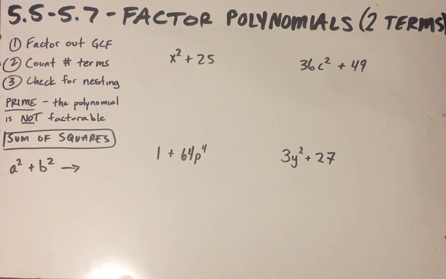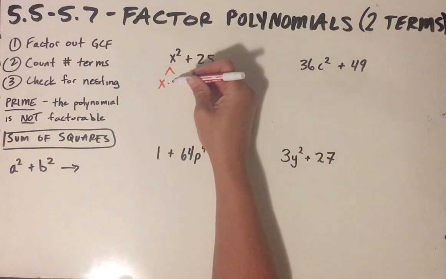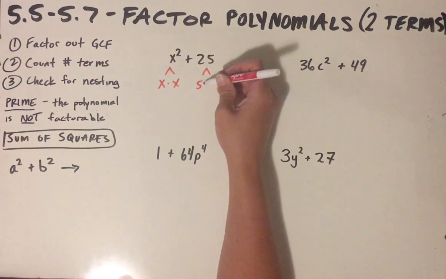These concepts are taught in sections 5.5 to 5.7, and right now we're going to talk about two-term polynomials. Specifically, we're going to talk about sum of squares. The definition of a sum of squares is that the first term is a perfect square. A perfect square means that I can break it down to a factor times itself, and this one would be 5 times 5.